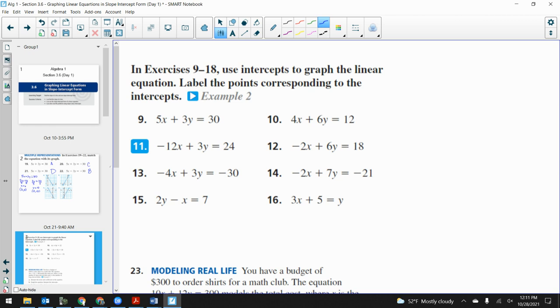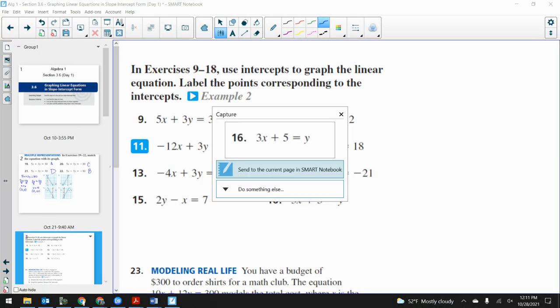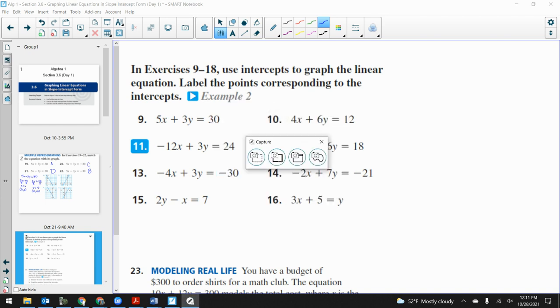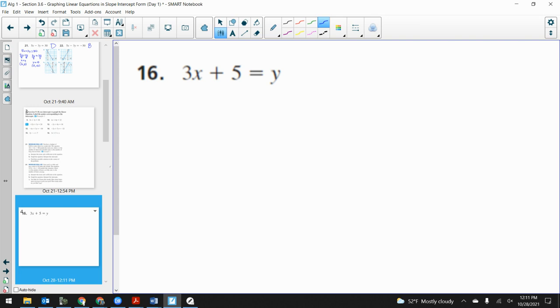All right. So let me bring this to a new page real quick. Quiet, please. Again, everything you say is being recorded. 3x plus 5 is equal to y. So I plug in 0 for y and I solve for x. That means I have 3x plus 5 is equal to 0. I subtract the 5.